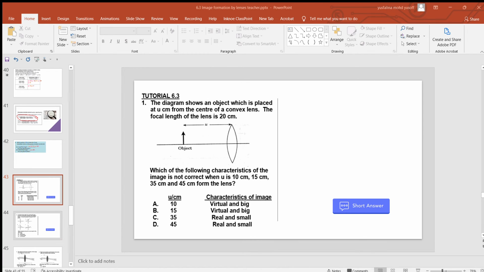So this is the reading and this is a graph. For the graph we have to plot 1 over V against 1 over U, and you need to find the y-intercept. So this is the y-intercept, that means 0.1. So the intercept here is 0.1. And for the gradient, this is the formula.